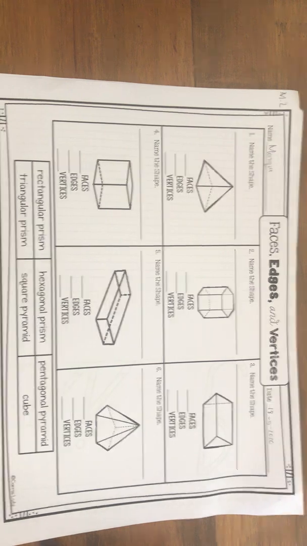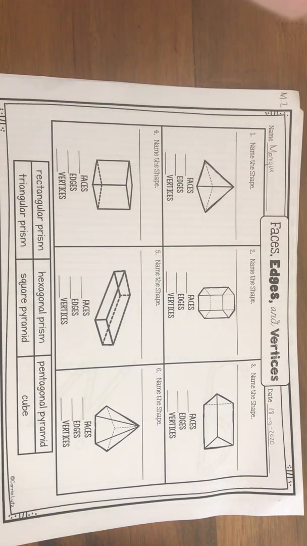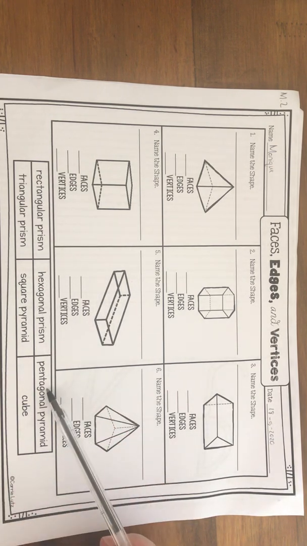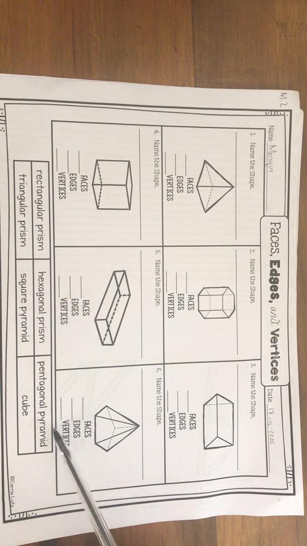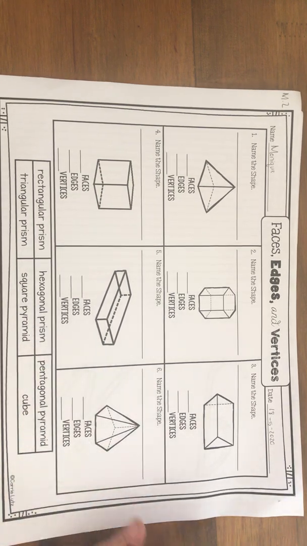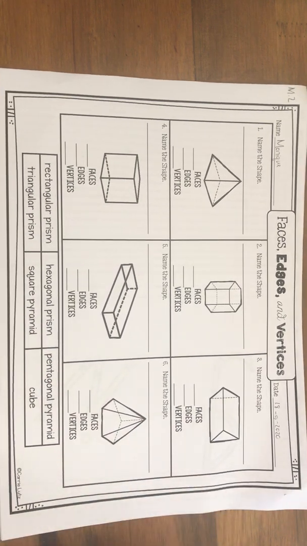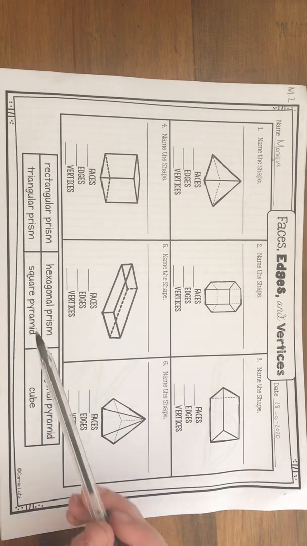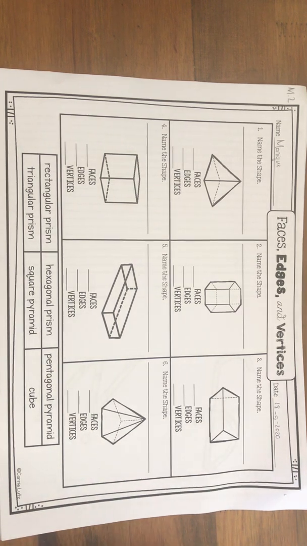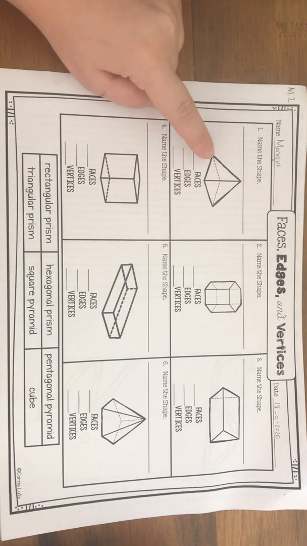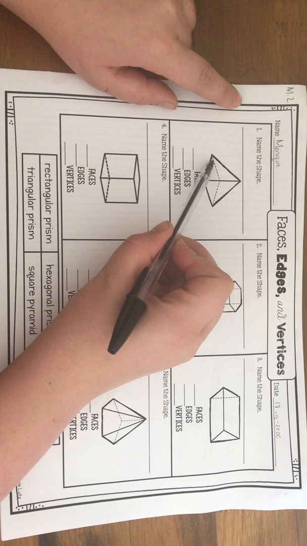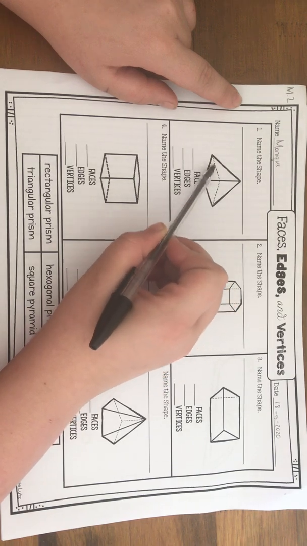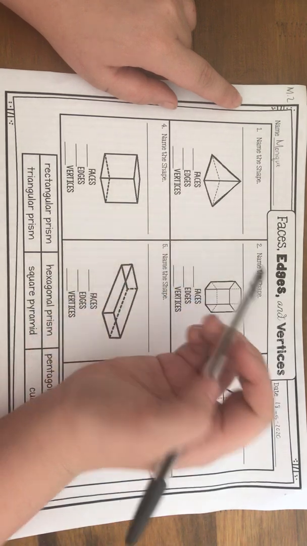Now we learned that when anything comes up to a point, it's called a pyramid. Now we look here at the bottom. They have something called the pentagonal pyramid and they have something called the square pyramid. Now what will tell me whether it's a pentagonal pyramid or a square pyramid? We must look at the base, the bottom. Is this bottom part of this pyramid a square or is it a pentagon?